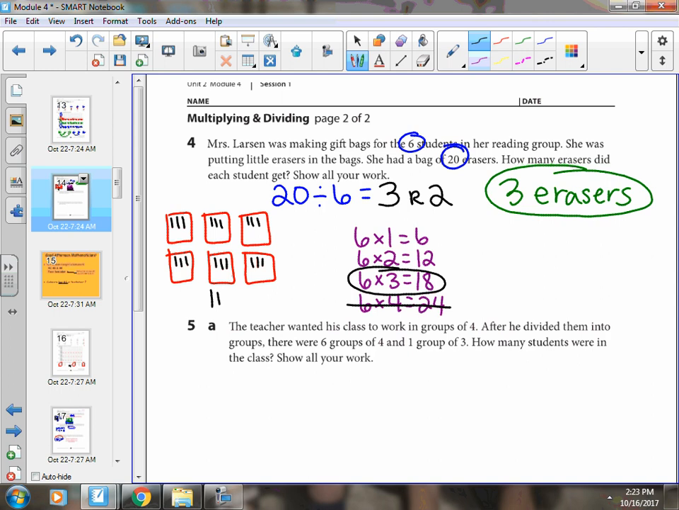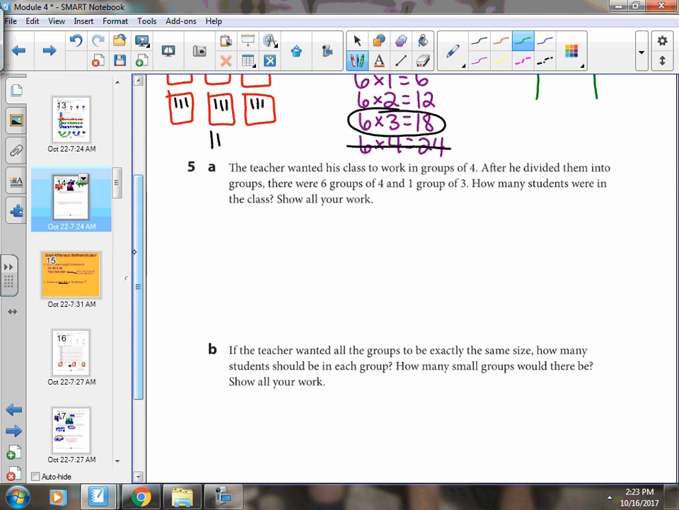3 erasers each would be 18 with 2 left over, but because the question says how many erasers did each student get, I would say 3 erasers would be a good answer to the question. Mathematically, the answer is 3 remainder 2, but because it's a story problem, I think 3 erasers is the best answer. Okay? Number 5.